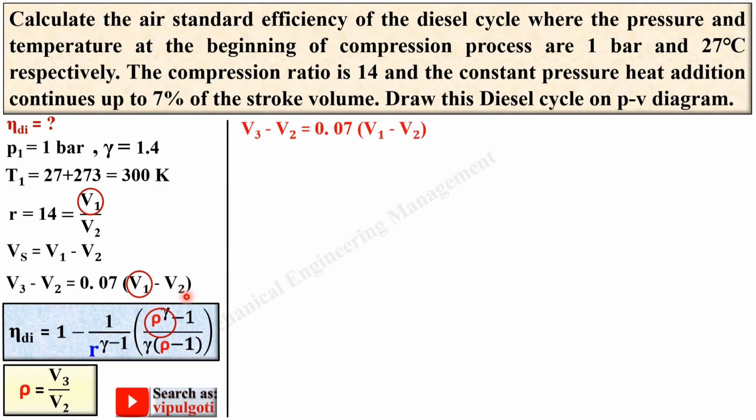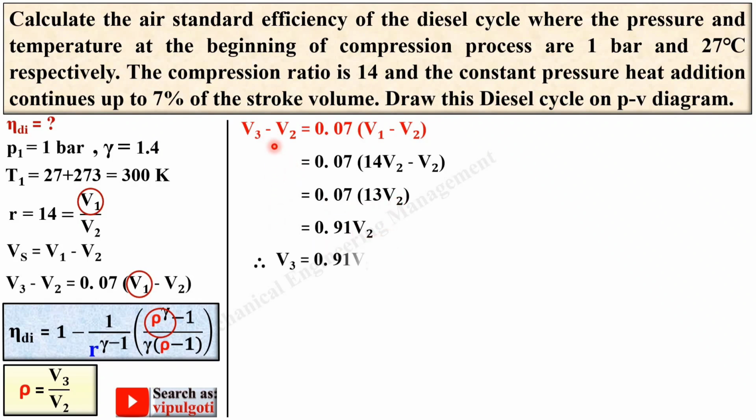Start from this equation where I am going to put V1 equal to 14 into V2. The rest of the terms are as they are. Now you can understand 14 V2 minus V2 means 13 V2. Simplify this again, so you will get 0.91 V2. Now you can take V2 from this side to that side, so it will be plus V2. Simplify again, so it will be 1.91 V2. Now V2 is over here, so V3 upon V2 is equal to 1.91. And as you know, this V3 by V2 is actually the cutoff ratio rho.